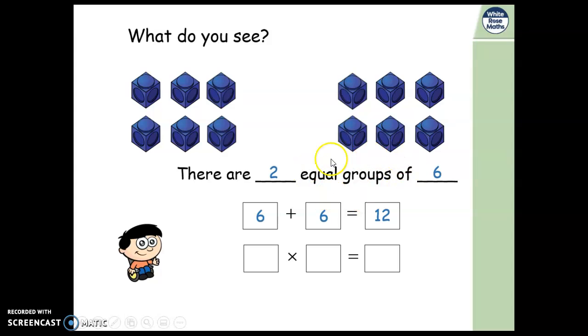And remember, when we do the times, we can just swap equal groups of and put the times sign there. So it would be 2 times 6, which equals 12. If we were to read this, it would be 2 times 6 equals 12, or we could say 2 multiplied by 6 equals 12. We could say 2 equal groups of 6 equals 12. Okay, so that times sign, don't be worried by that. Just think, when you see that sign, you think of equal groups of.